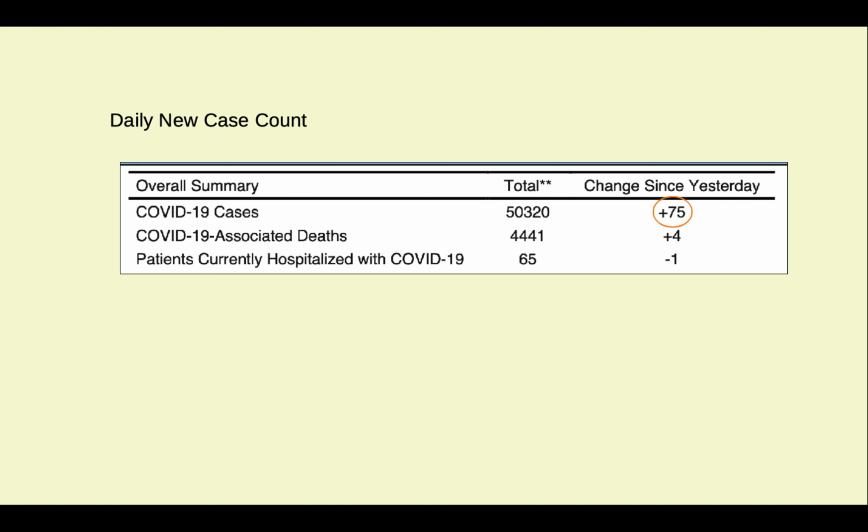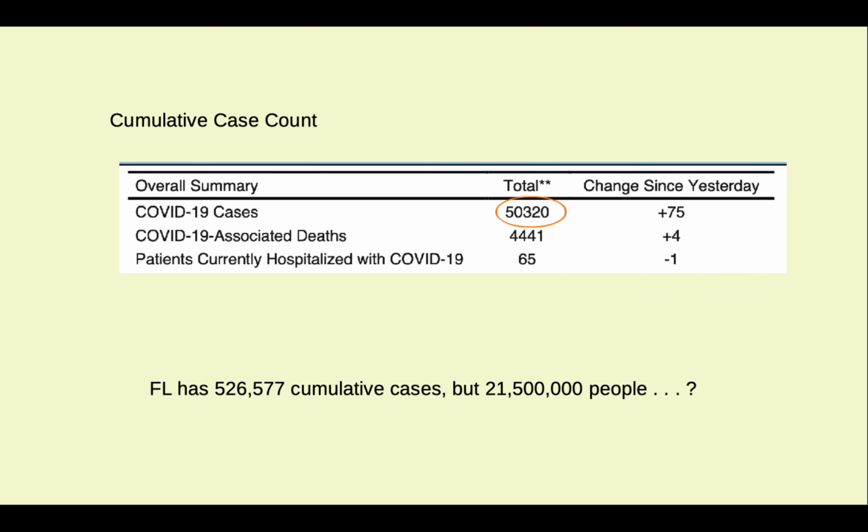First, focus on the daily new case count. This means that there were 75 people diagnosed as having COVID on this particular date. So the 75 has units of people, and it's a count. This number is the total. It's the total number of coronavirus cases that we've had in Connecticut over all the time that data has been collected, 50,000. And this is also a count. It comes in number of people.